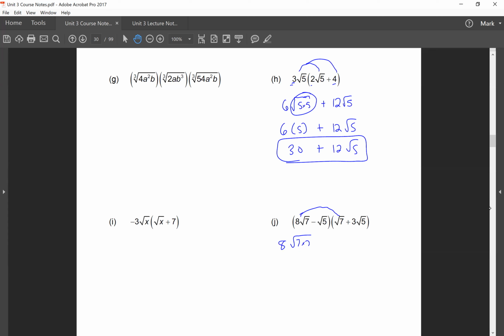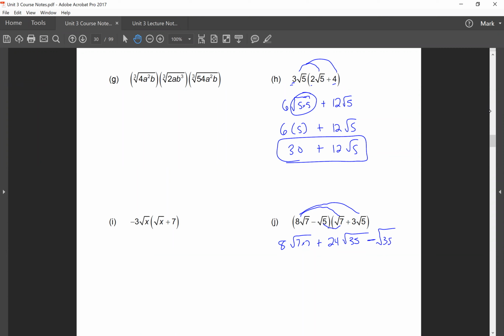Okay, what about the next term? 8 root 7 times 3 root 5. So 8 times 3 is 24. Root 7 times root 5 is root 35. Okay, no problem there. Let's do the other terms. Oh, I got something in the chat here. Okay, negative root 5 times root 7. So this would be a negative root 35.